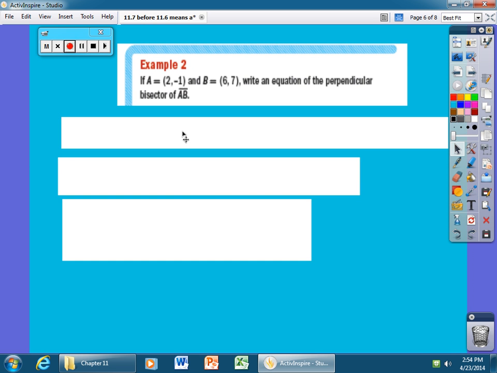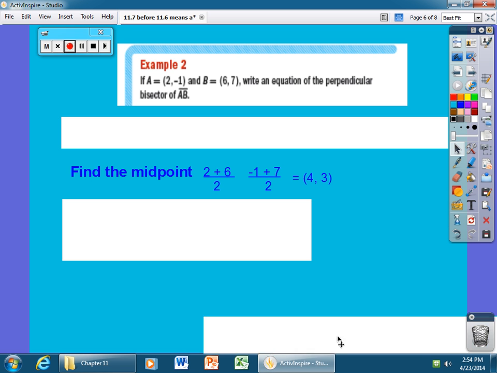So I need to know two things. First off, since I want a perpendicular bisector, for bisector, I'm going to need to know what the middle of this line is going to be. So the first thing I want to do here is find the midpoint. I would take my two x's and add them and divide by 2. Take my two y's and add them and divide by 2. So I find out that the midpoint is the point 4, 3.